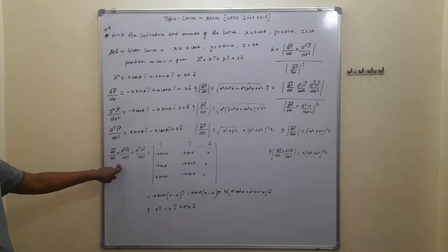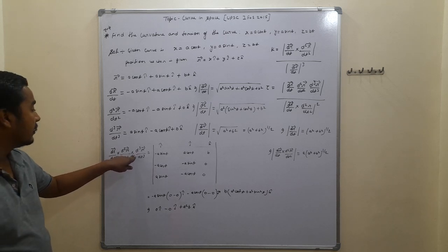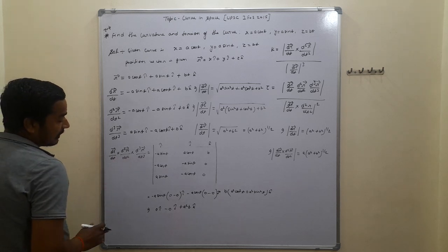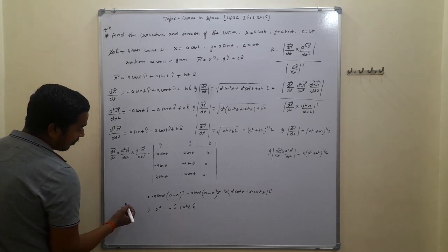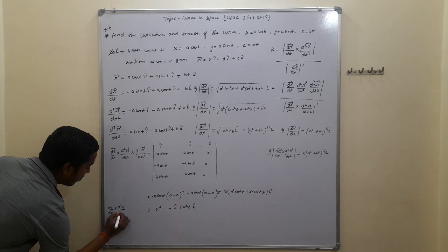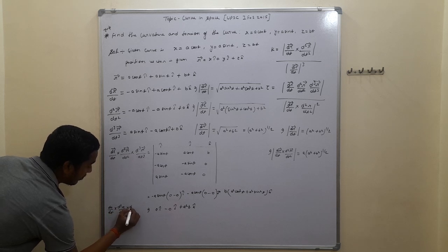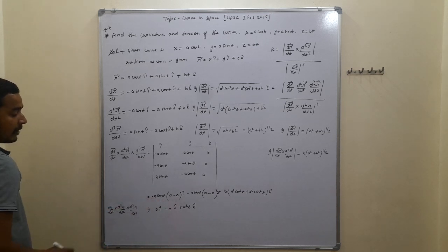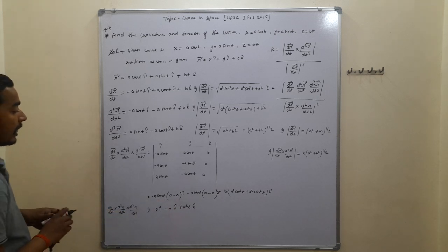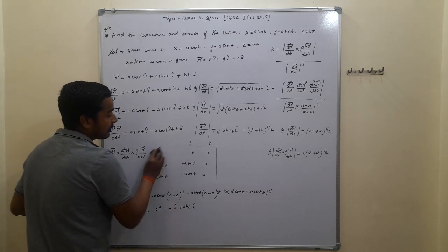And we have to find dr upon dt into d2r upon dt square into d3r upon dt cube. We have to find the mod of this. This is the value: dr upon dt into d2r upon dt square into d3r upon dt cube is 0 i cap minus 0 j cap plus a square b k cap, and we have to take the mod of this once again.